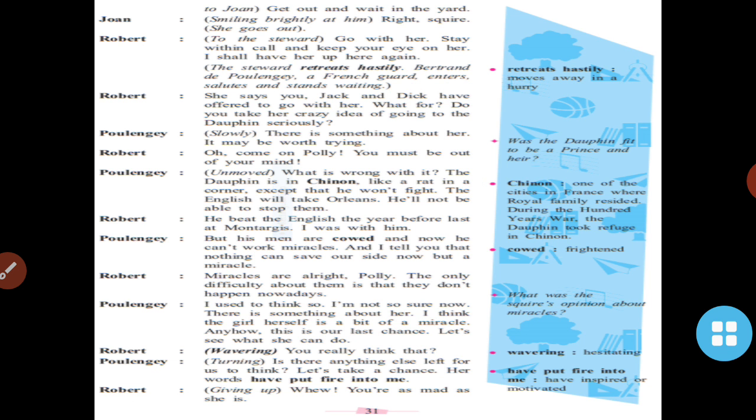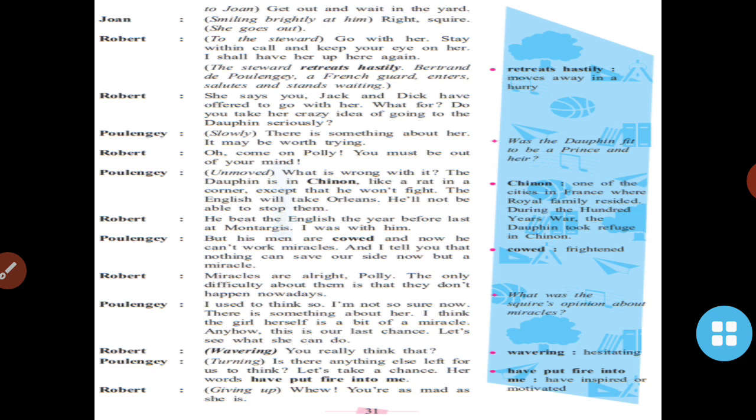He runs to John, get out and wait in the yard. John, smiling brightly at him, says, right, squire. Goes out. He has not agreed to send the soldiers with John, and she is standing out in the courtyard. It means you go out and wait in the yard. Then John, very calmly and smiling, says okay to Robert and goes out to the yard.